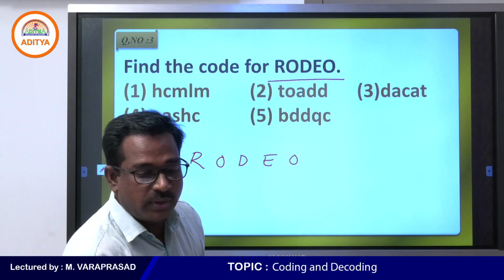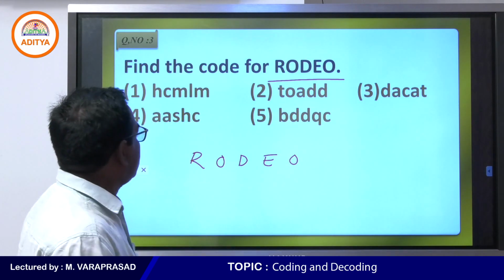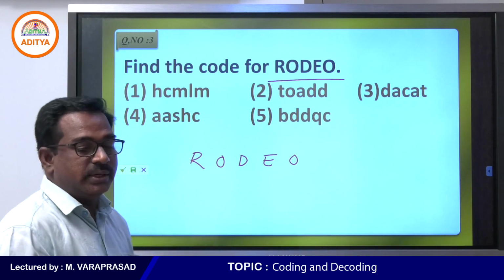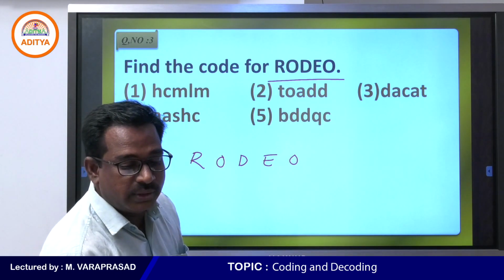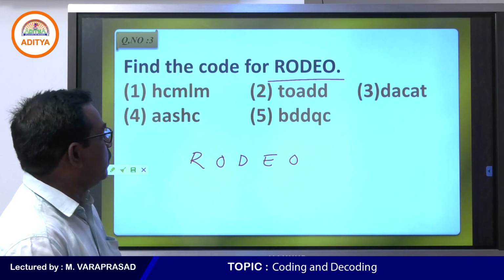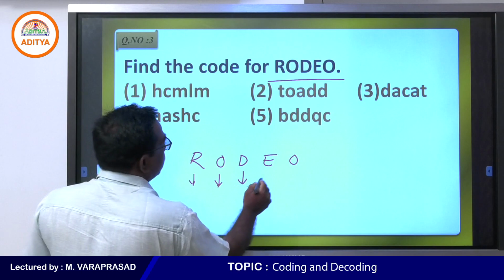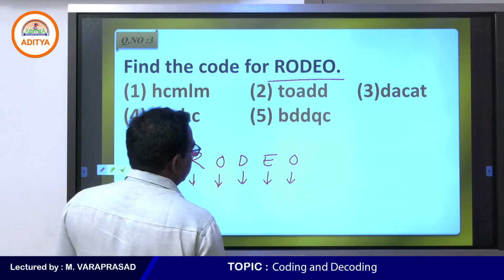Let me know the code word for the third question for the same paragraph. Same paragraph, third question, right? What is the code word for RODO? So, what is the code for R? What is the code for O? What is the code for D? What is the code for E? What is the code for O? You write.